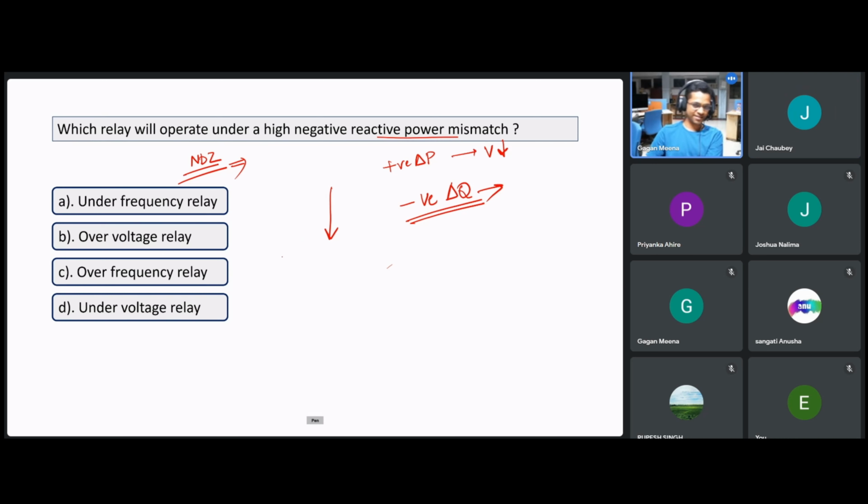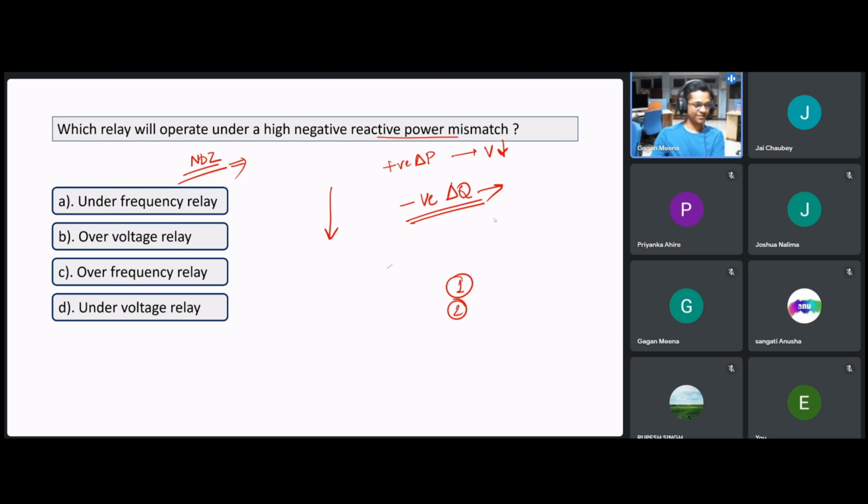Voltage will increase if Q will increase, but that direct relation of V to Q and F to P is in the transmission system. Here we are talking about distribution. So this decoupling is not applicable here in the distribution system. That is one point. And second, this reactive power is reducing, so voltage cannot increase in this case.